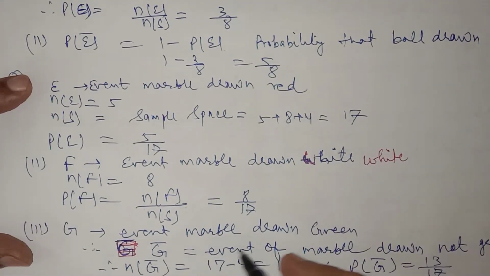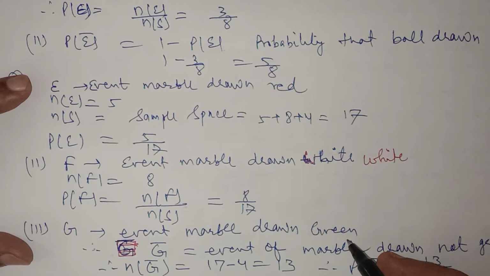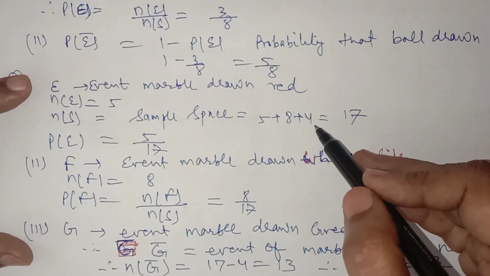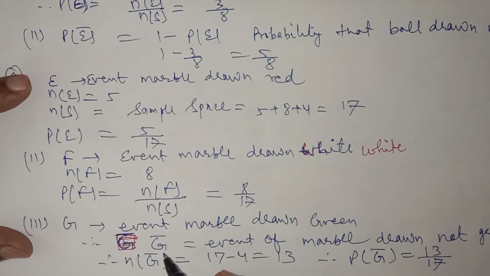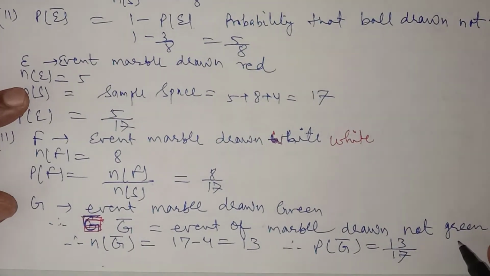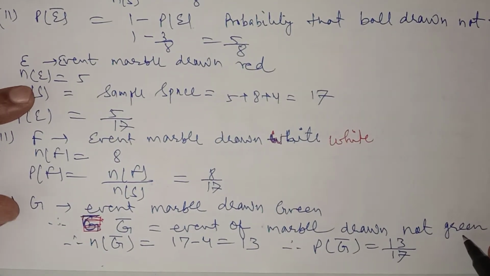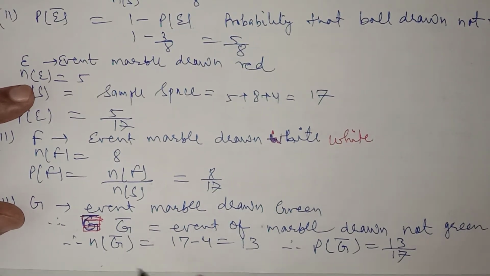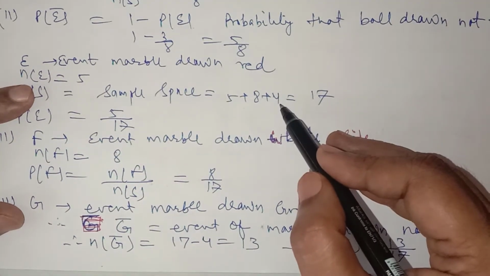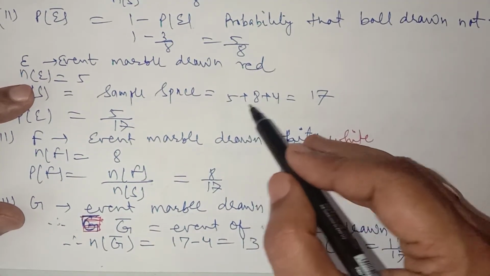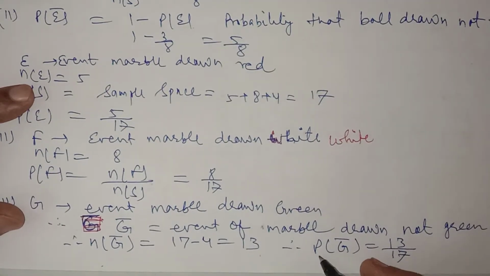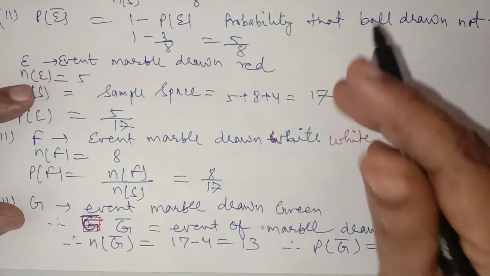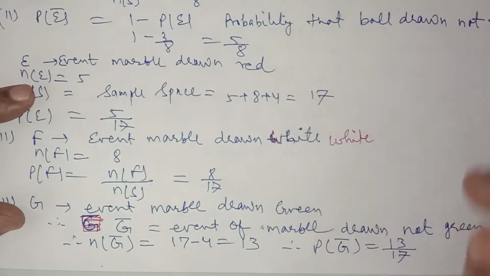Now let G be the event that the marble drawn is green, and the green marbles here are 4. So G naught will be the event of not getting a green marble. You have to find the probability that it should not be of the green color. So the number of events that it should not be green, that is G naught, is 17 minus 4, because 4 are of green color. So how many balls do you have other than green? 5 plus 8, that is 13. So the probability that it should not be of the green color is, except green, 13 upon 17.